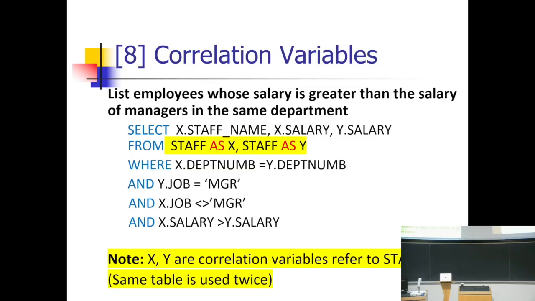So you can join the staff table with itself. How can you do that? You can use aliasing. Give the staff table some name, once as X, another time as Y. Why? Because you need to specify one of them for the normal employees or non-managers, and the other variable for the managers, so that you can compare. You can compare the salary of X, where X is not a manager, with the values of salary for Y, which is managers, right? Is this clear?